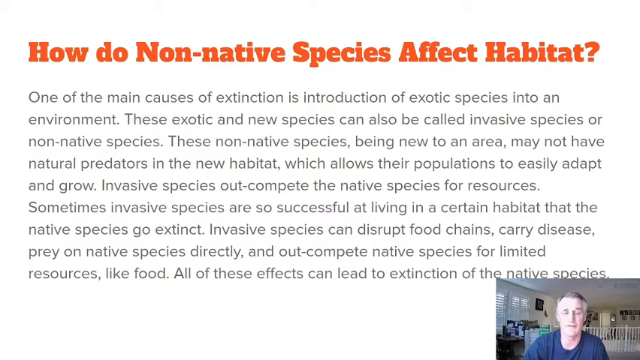Invasive species can disrupt food chains. Sometimes they carry disease with them. Sometimes they prey directly on the native species that are there, or they outcompete them. All of these can have detrimental effects on the ecosystem and can lead to extinction of the native species. A couple examples of this would be the zebra mussel that I mentioned earlier, but there are several others. There are tons of different non-native species. You can look it up on the internet and you can find literally hundreds and hundreds of examples.